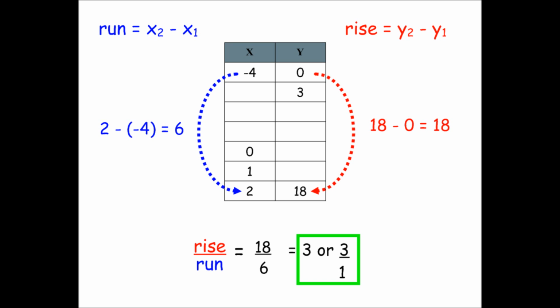Now, something you want to make sure you note is that any whole number, if I leave my answer as 3, that's fine, but make sure you know that a whole number can be written as a fraction by writing it as 3 over 1. So those are the same, and that is my rate of change for this table.